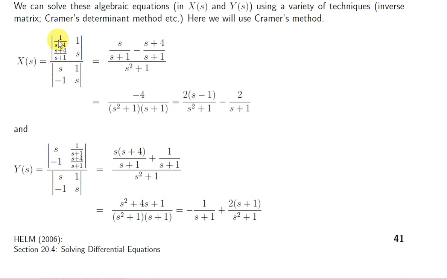So let's evaluate these. To get this determinant, we multiply 1 over s plus 1 by s, that gives us s over s plus 1, then subtract from that 1 times s plus 4 over s plus 1. In the denominator we have s times s, which is s squared, minus plus 1 by minus 1. That's minus minus 1, or plus 1. These two fractions on top here have a common denominator of s plus 1, so we just subtract the numerators. s minus 4, that gives us minus 4 on top. And that minus 4 is divided by s plus 1, and that fraction is divided by s squared plus 1, so we can write that as minus 4 over s squared plus 1 by s plus 1.